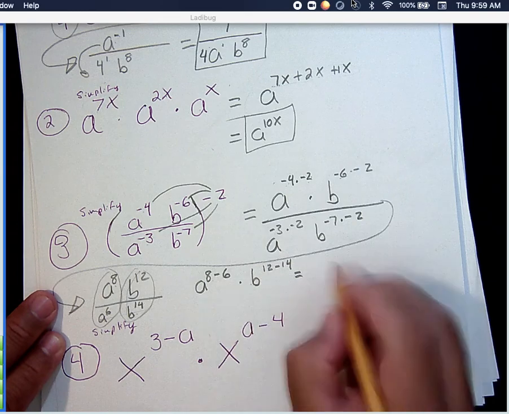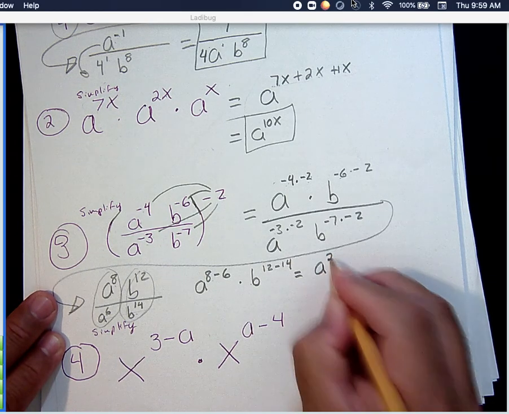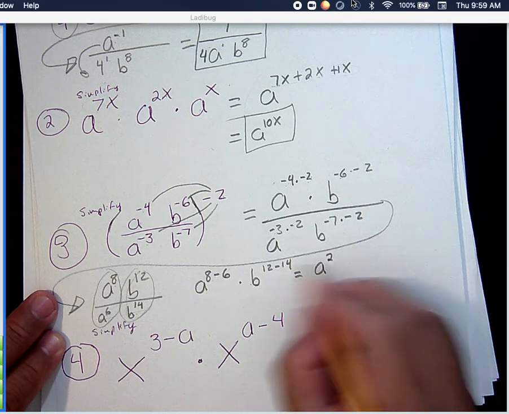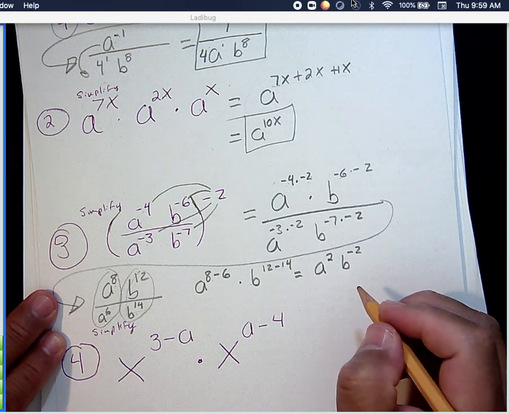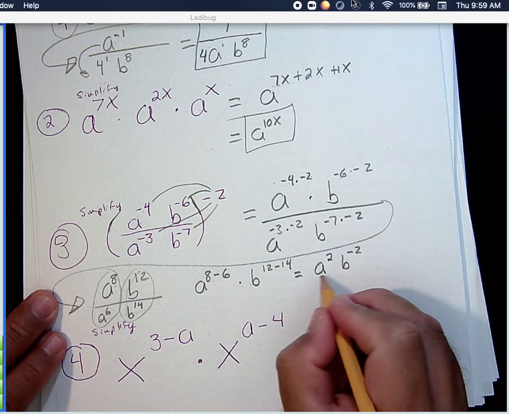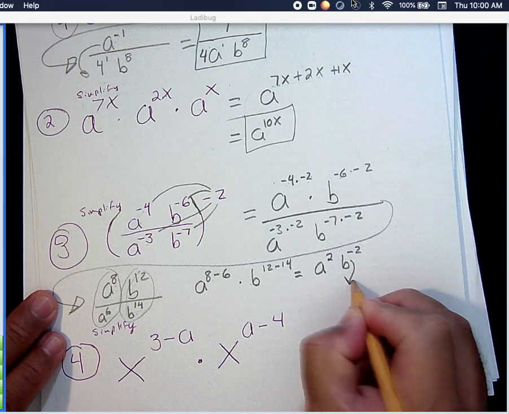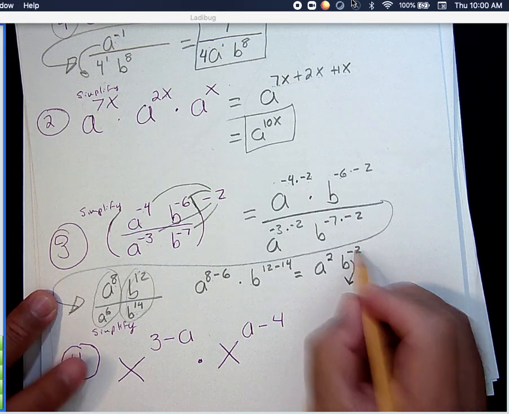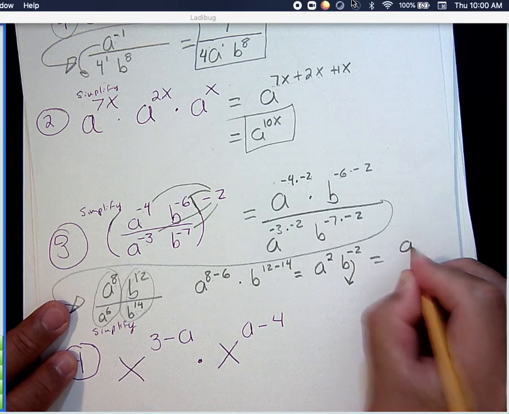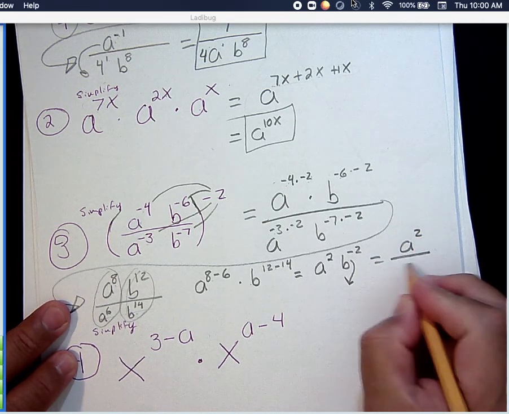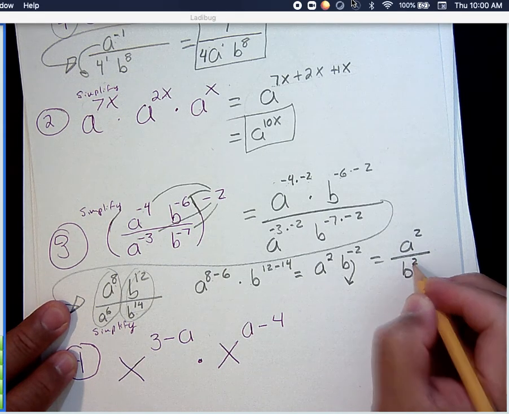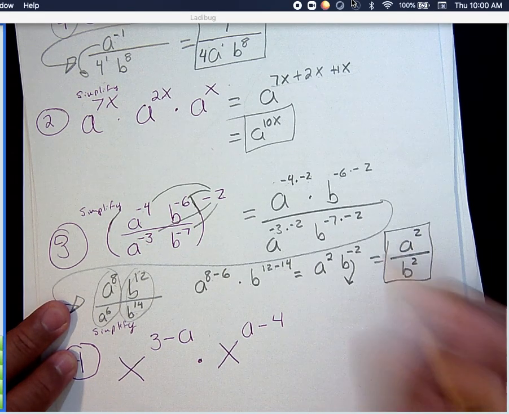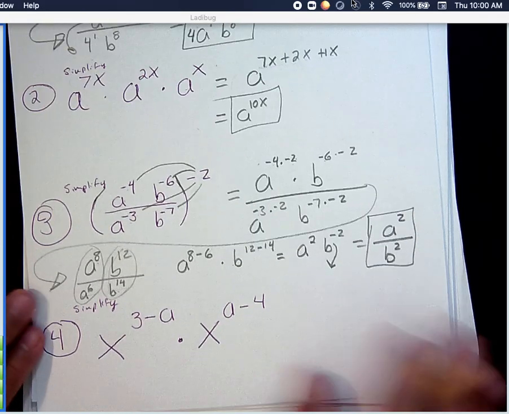Now that one becomes a square, right? A minus 6 is 2. And that one becomes b negative square. Okay, so what's going to happen? We have to bring this one down because it's a negative. So the answer would be a square. And then this one comes down and the 2 becomes a positive, the exponents. And that's the answer. Okay.